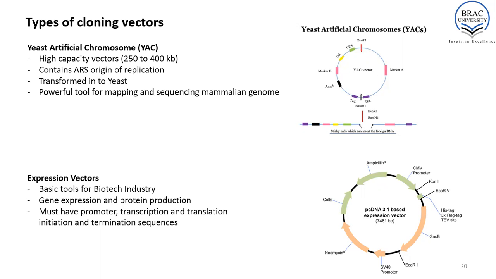Then, expression vectors. It is a basic tool for the biotech industry. It is used mainly for gene expression and protein production. Because of this, the vector must contain a promoter, transcription and translation initiation, and also a termination sequence for a protein.